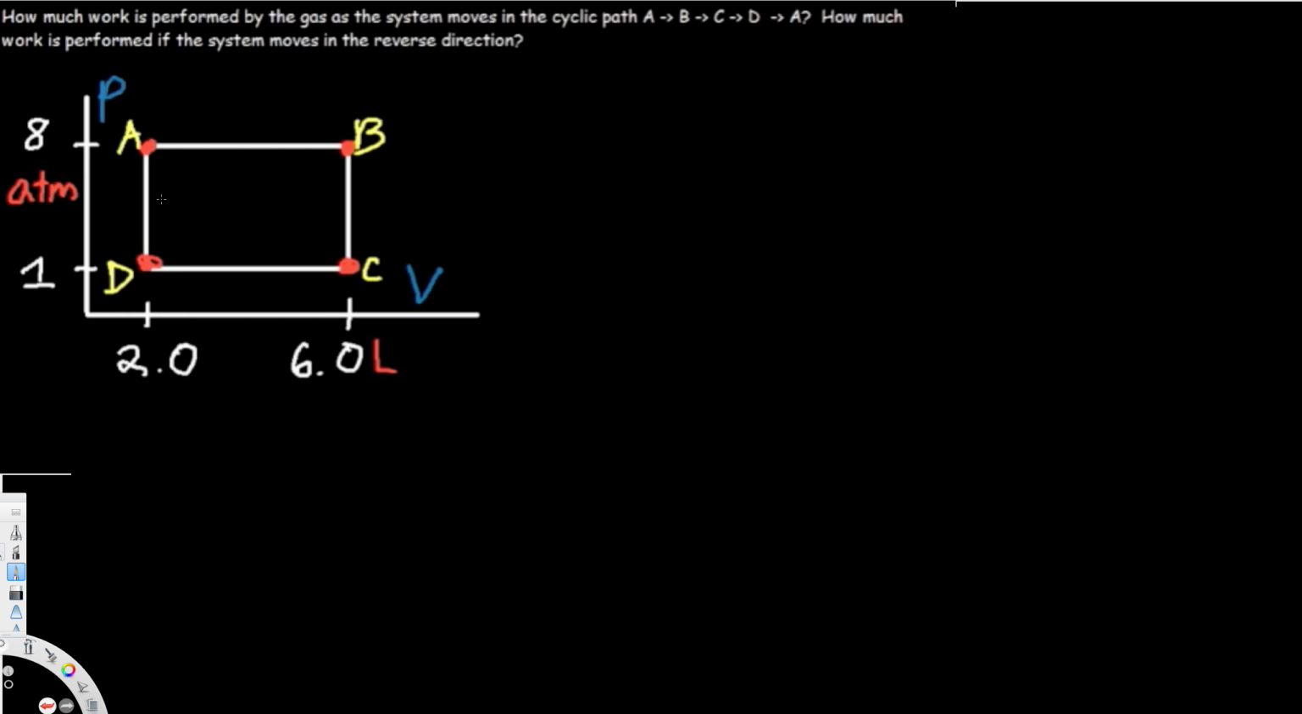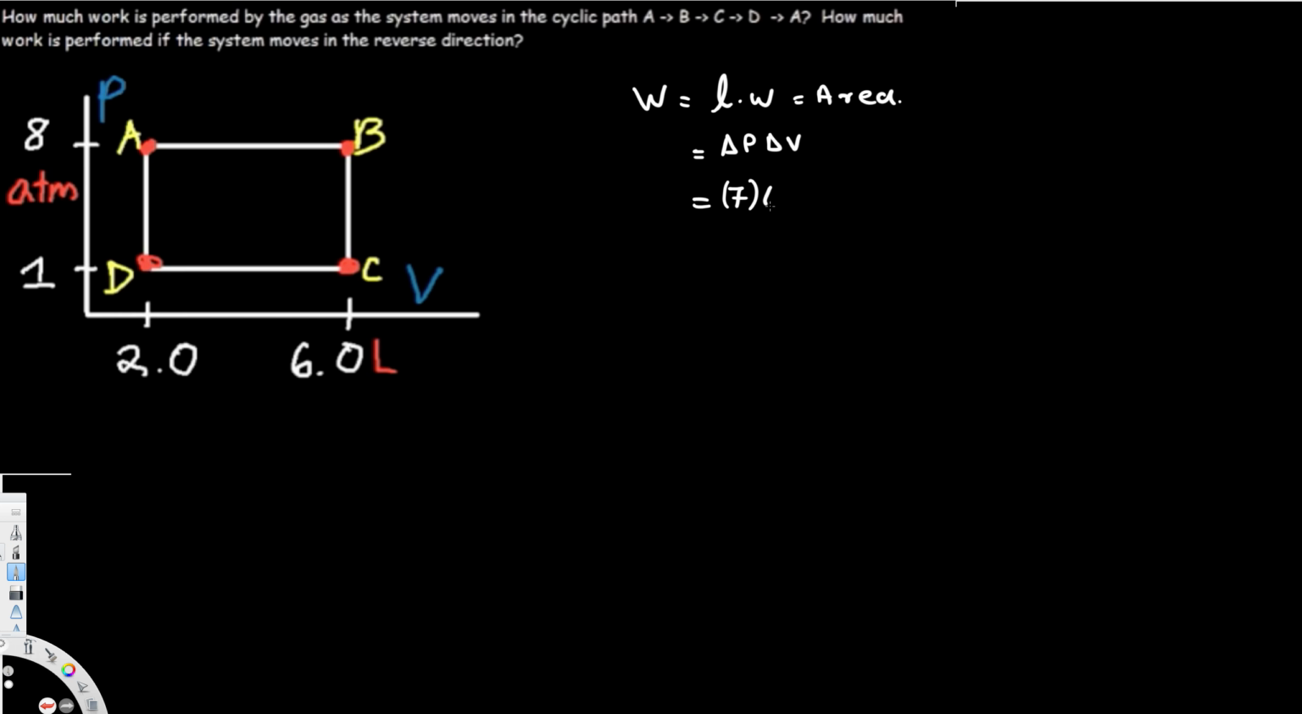For a PV diagram, the work is always going to be the area. So work is going to be equal to length times width, the area. Here, basically, it's the same as delta P times delta V, right? So let's see what we get. The distance is from 1 to 8, so 8 minus 1, that's going to be 7. So delta P is 7, and here 6 minus 2, that's going to be 4.